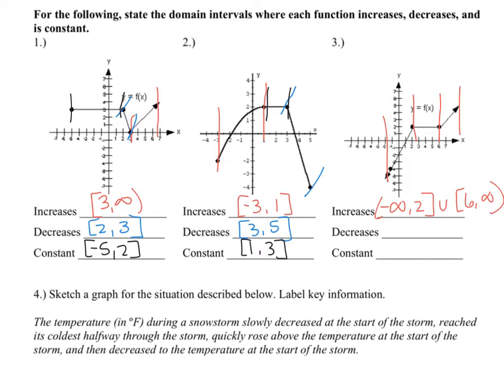This graph actually is not decreasing anywhere. We don't see any portion of it headed down from left to right. But it does remain constant right in between. So from 2 to 6, it remains constant. And we don't have anywhere that it decreases.